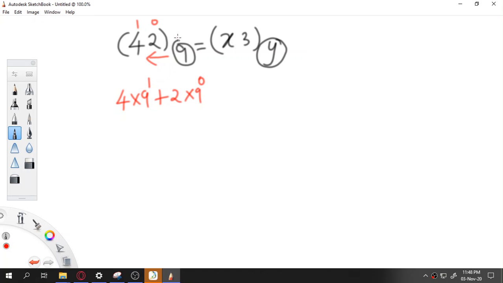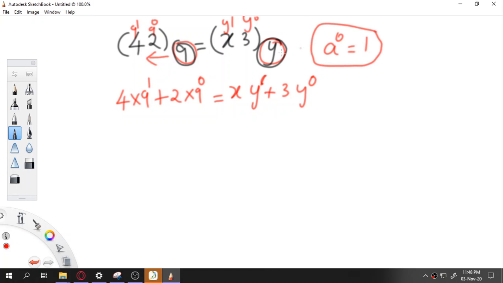So 2 into 9 power 0 and then 4 into 9 power 1, which is equal to x into y power 1, because this is y power 0 and this is y power 1. This is 9 power 0, this is 9 power 1, because the base here is 9, and here the base is y. So this is actually x into y power 1 plus 3 into y power 0. We all know that anything to the power 0 is equal to 1. So the answer here is 4 nines are 36 plus 2 into 1 is 2, which is equal to x into y plus 3.